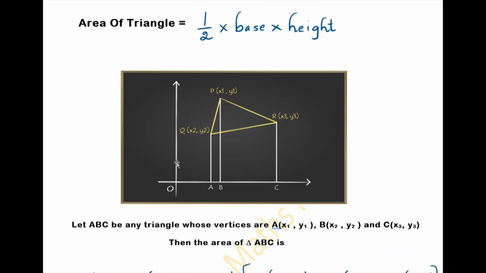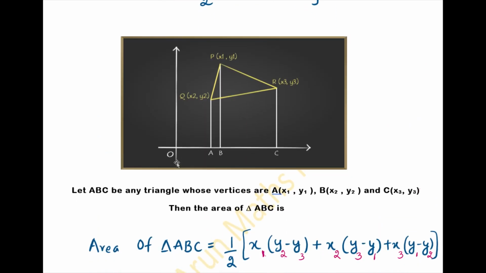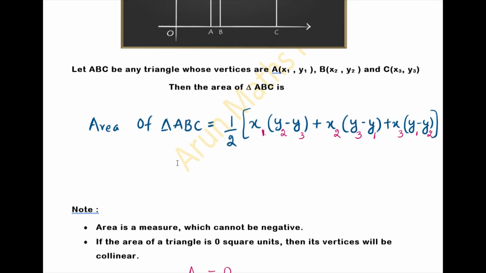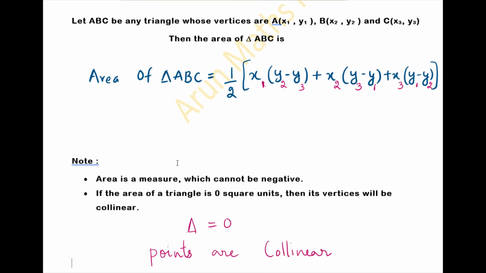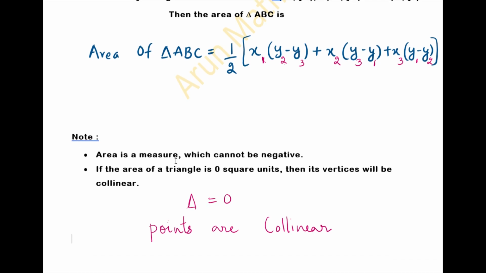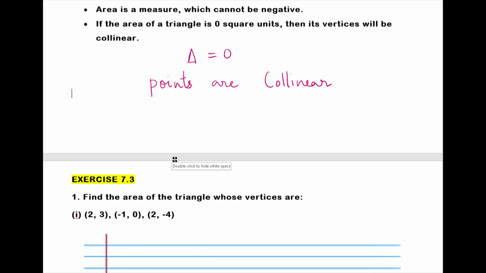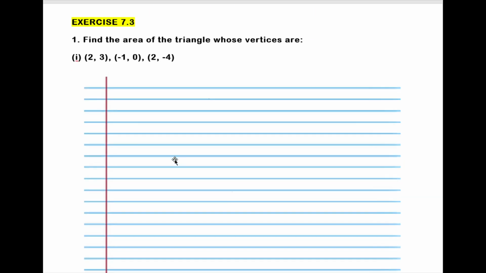Students, hopefully you have understood area of triangle when the three vertices are given, that is area of triangle ABC equals half into x1 y2 minus y3 plus x2 y3 minus y1 plus x3 y1 minus y2. Important note, area cannot be negative, and also if the area of triangle is 0, that means the vertices are collinear. Now we'll solve exercise 7.3.